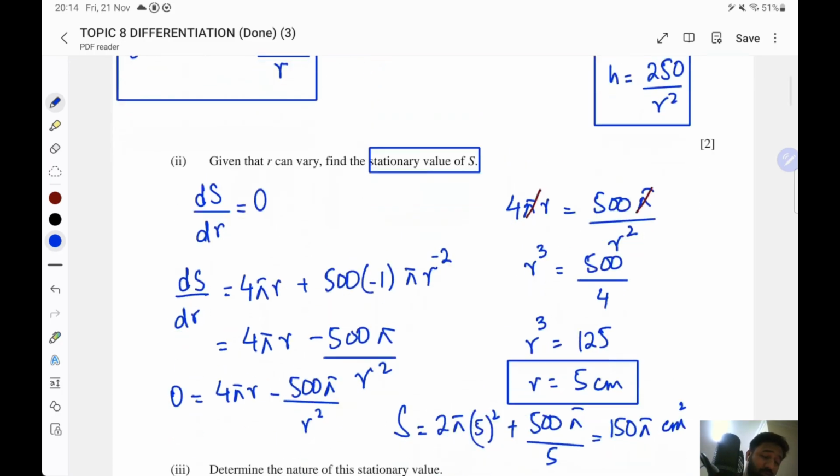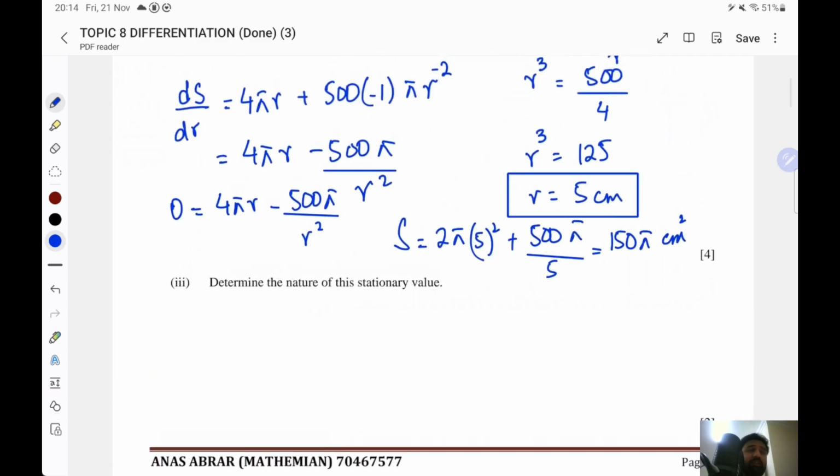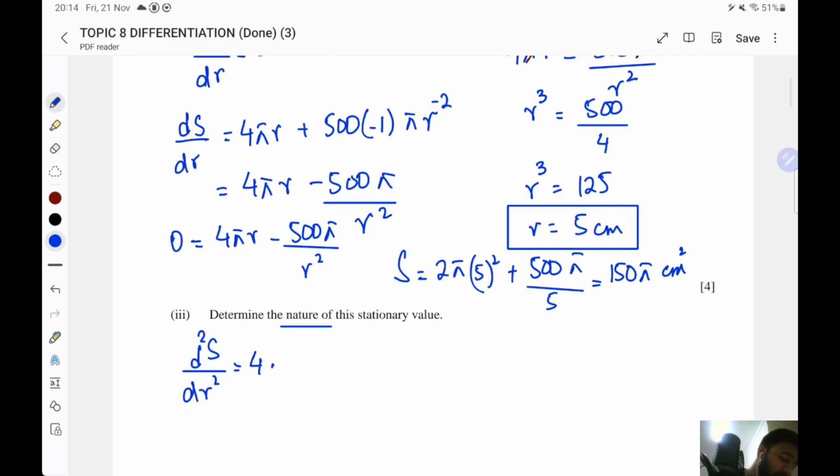Okay, let's move forward. Determine the nature of this stationary value. To find the nature means finding whether it is a maximum value or a minimum value. So we are going to find the second derivative of this. So d squared S over dr squared will be 4 pi minus, it will change to a plus because negative 2 is going to come before the variable, which will make it 1000 pi, and it is going to become r to the power negative 3. Reduce 1 from the power.